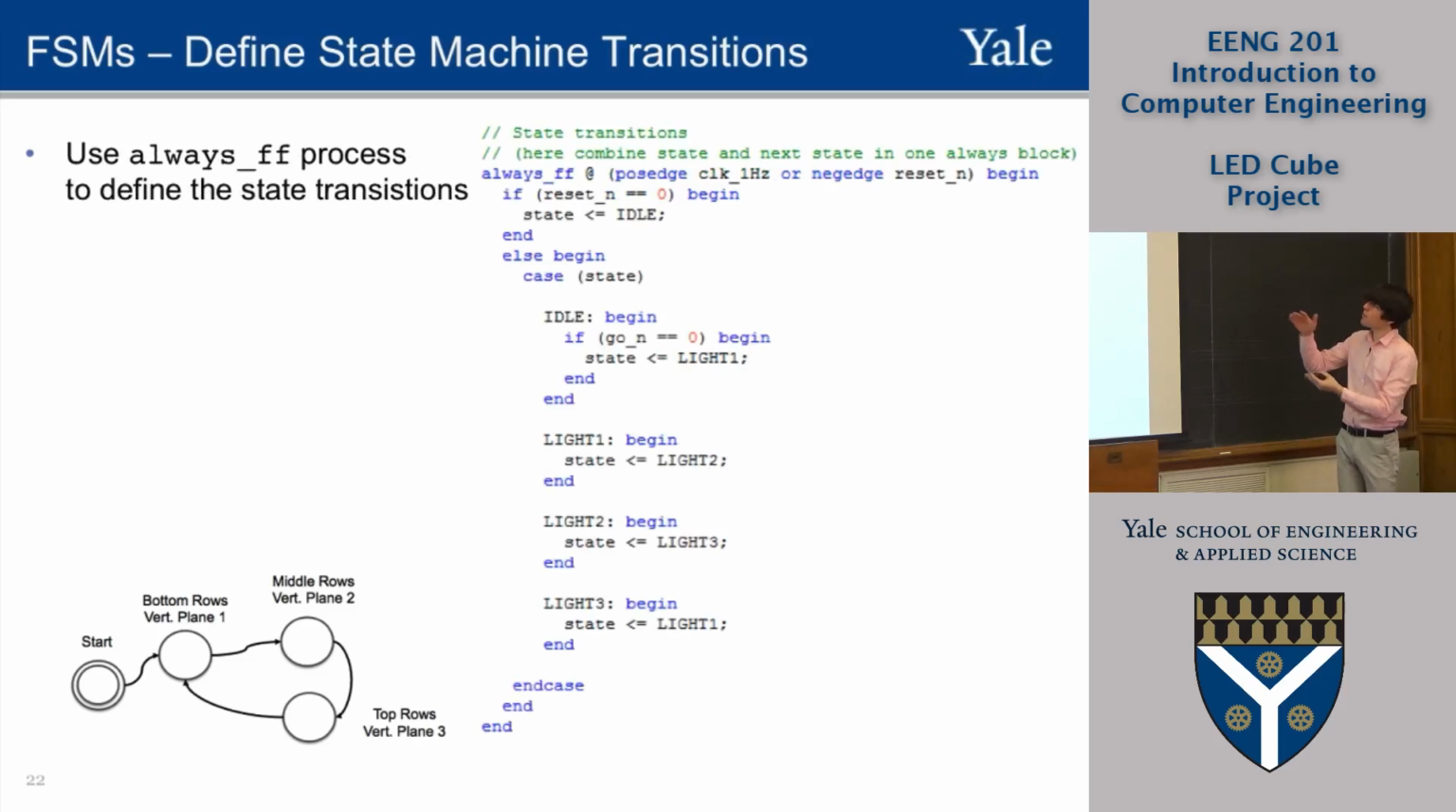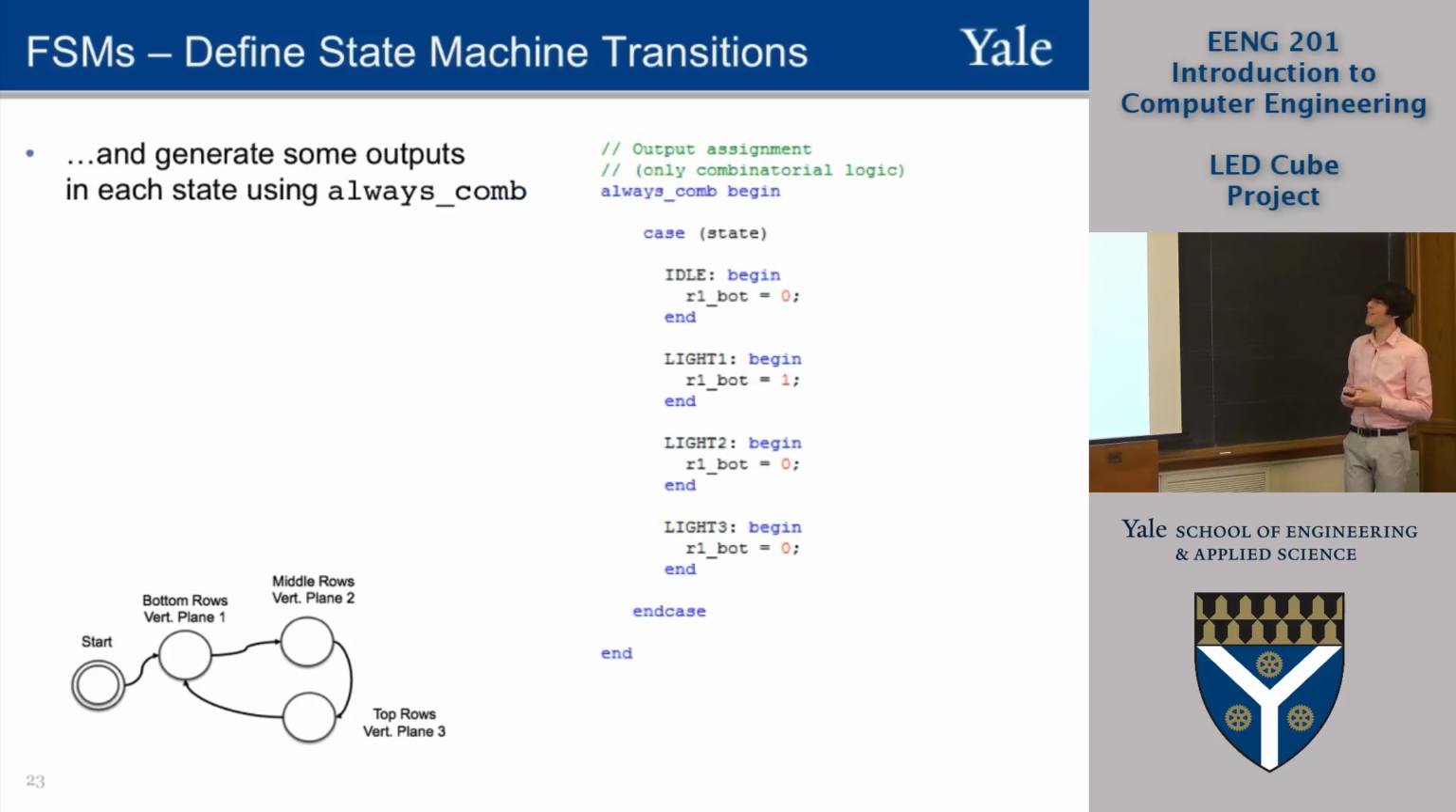So actually this one process combines the state and the next state computation, and you also need some output to do something interesting. So this is a combinatorial block, always_comb is a block of combinatorial logic, and again you have a case statement. So if you're in the idle state, then let's say the row 1 bottom is 0. Let's say this variable represents the bottom row, and the row is turned off. And then when you have the light 1 state, the bottom row 1 is on, and then in light 2 it's off, and in light 3 it's off again.